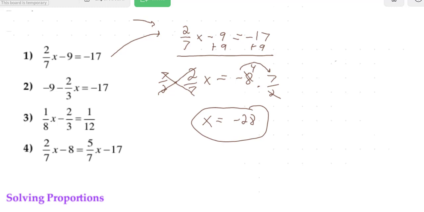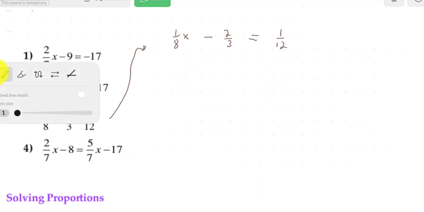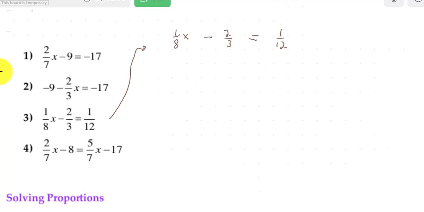Let's try number 3. I'm going to erase all of this and do number 3 in this area. If you want to pause the video for a second before we work this out, that's fine. Okay, so for number 3, I rewrote it up here: 1 over 8x minus 2/3 equals 1 over 12.